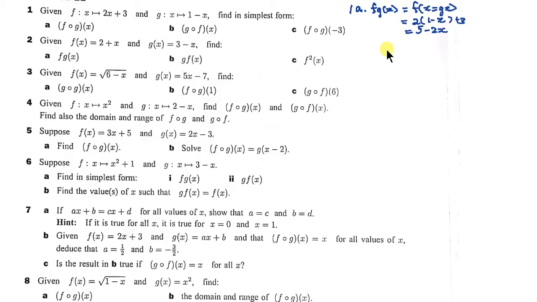Okay, now let's look at number 4. Number 4, find fg(x). g(x) is the function f(x) equals x squared. The x is replaced with the g(x), which is 2 minus x.